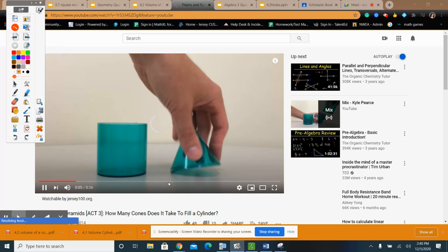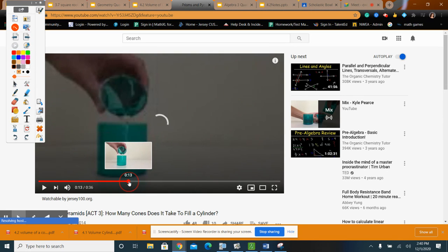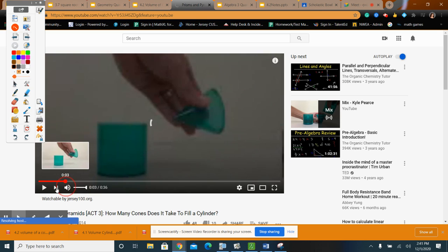There is the cylinder. They both have a circular base, and they're going to fill it up with water, and we're going to see how many it takes to fill it up. I don't know if I'm going to be able to jump ahead here. I can see the picture at the bottom. Can you see the picture on the bottom? So they fill up the cone, and oh, here it goes. Maybe it's going to play for us. Let's try.